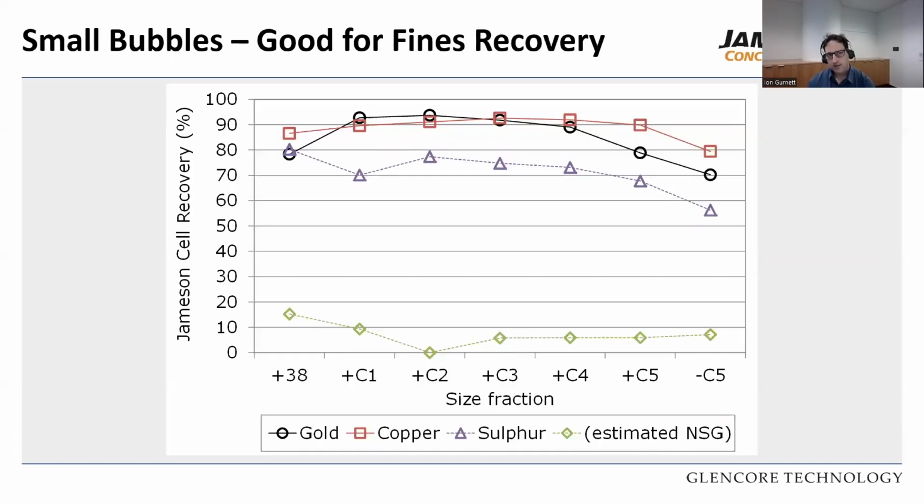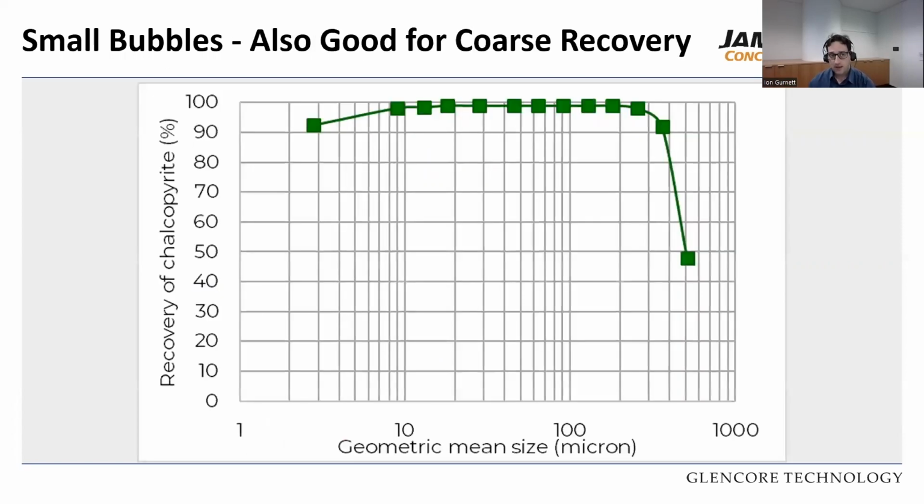Once we were done, we wanted to survey the cell and demonstrate benefits. So JKMRC came in and conducted a survey of the cells. While we know that the small bubbles generated by the Jameson cells are good for fines recovery, as you can see with copper recovery here, from the plus 38 to minus 5 micron fraction, it's also good at the coarse. And in this example, we found chalcopyrite could be recovered from 3 to 300 microns between 93 and 97% recovery, which obviously shows the benefits of the technology.